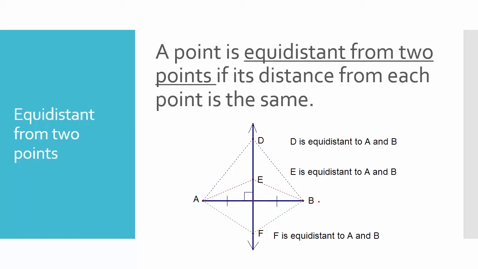Equidistance from two points. A point is equidistant from two points if its distance from each point is the same. So if you look at this example over here, point D is equidistant from point A and it is equidistant from point B. So it has the same distance from point A as it does from point B. We can say the same thing about E. It is equidistant from point A and point B, and point F is also equidistant from point A and point B, meaning they have the same distance from both of these points.